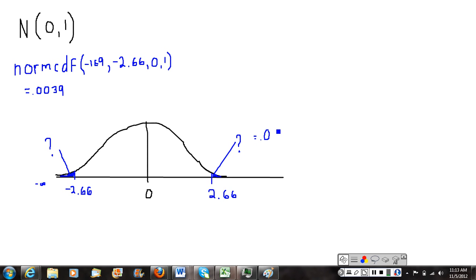But if it's not clear to you why that is, if you have any doubt at all that that would be true, I think it's a great idea to go ahead and verify that on your calculator. You can do that using the norm CDF command again. To find an area, it's going to look very similar to what we did before, but a little bit different. We're going to use the norm CDF command. We're first going to enter the left-hand boundary of that area, which is 2.66.